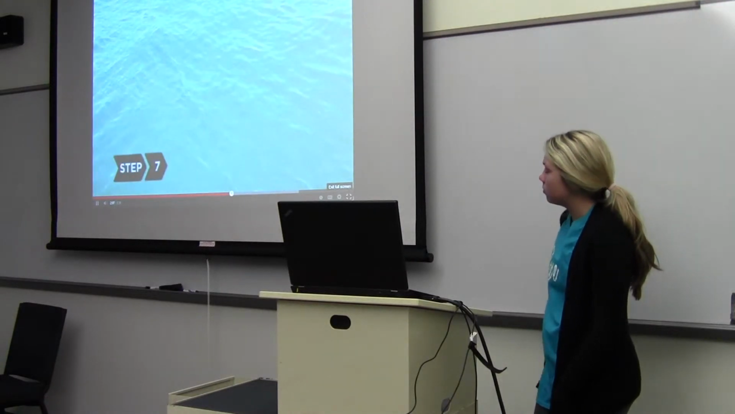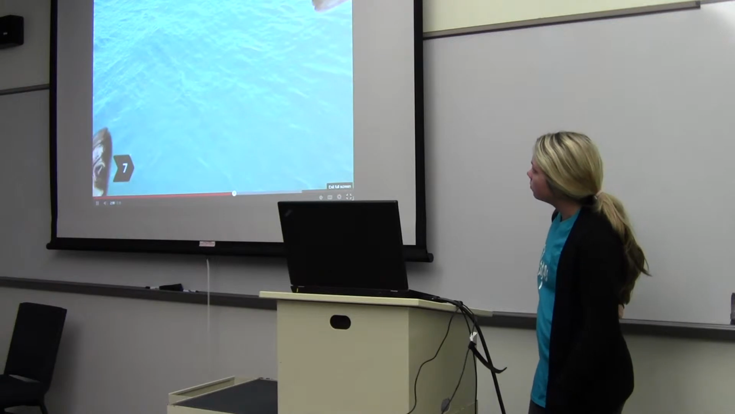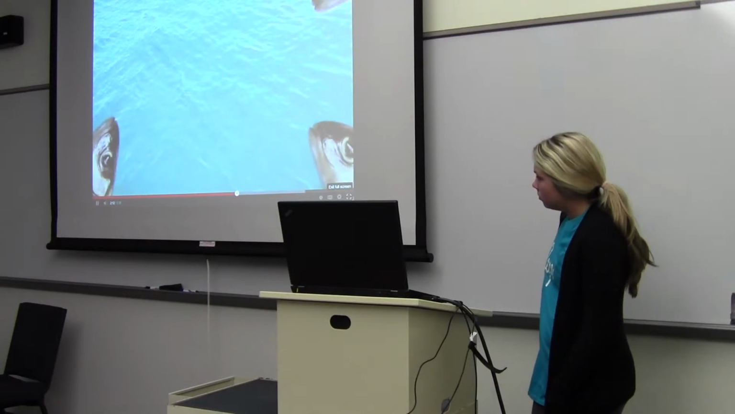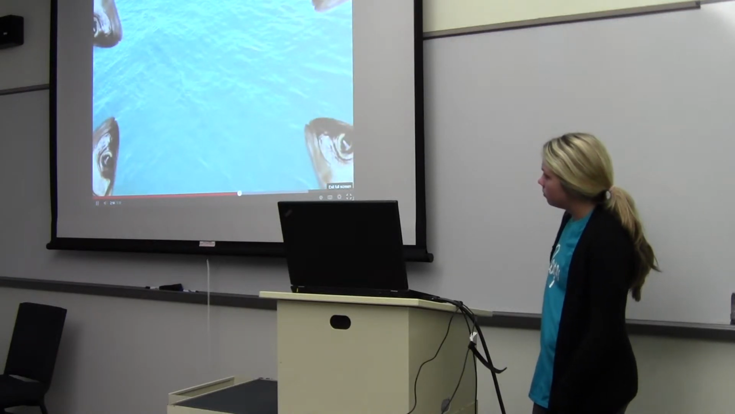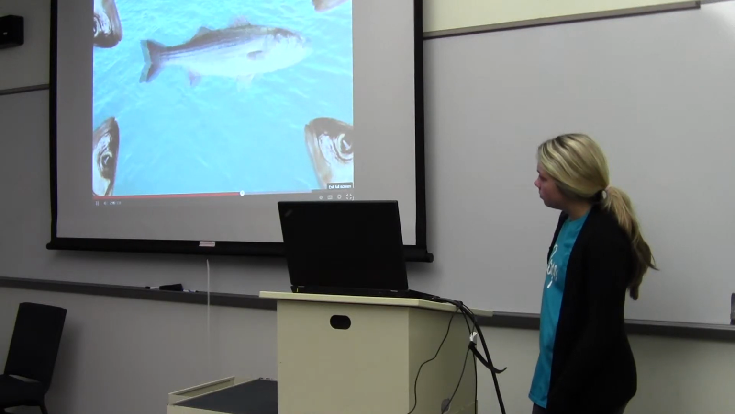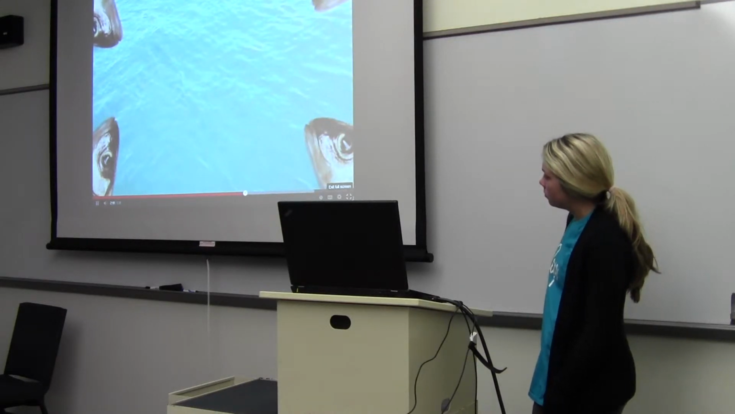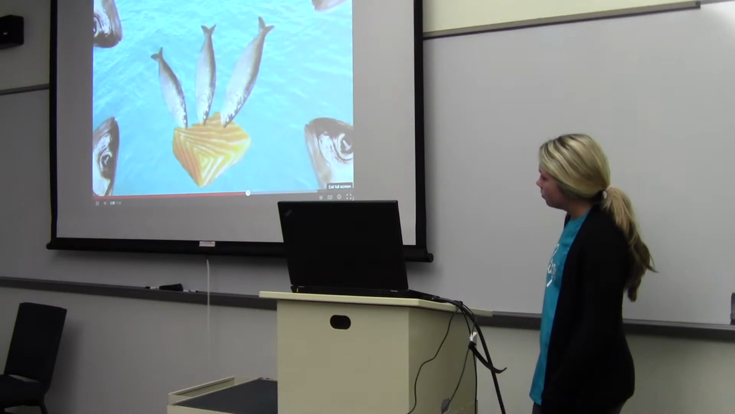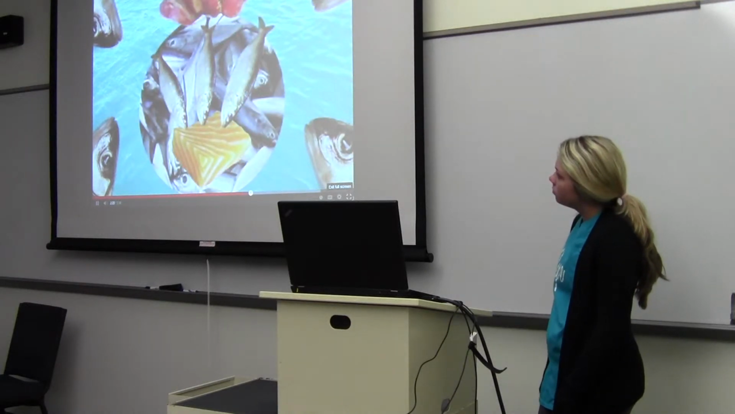Step 7. Eat fish a few times a week. An Italian study found that people who eat fish twice a week reduce their risk of developing several cancers by 30 to 50%. Go with omega-3 rich fish like salmon, sardines, mackerel, and tuna.